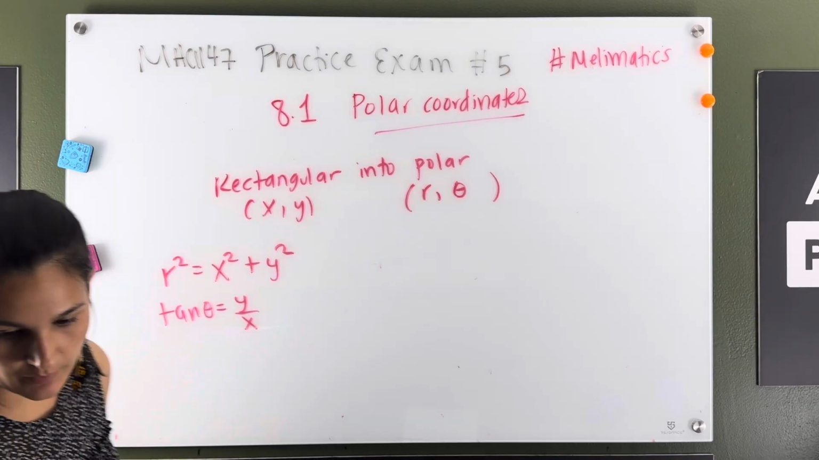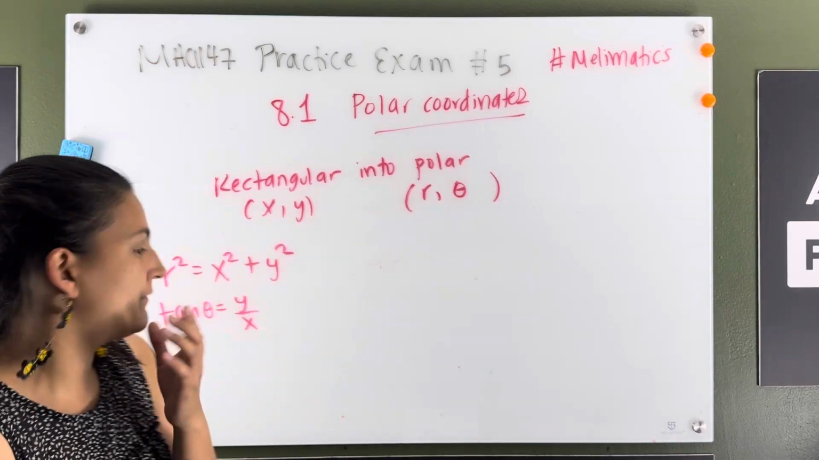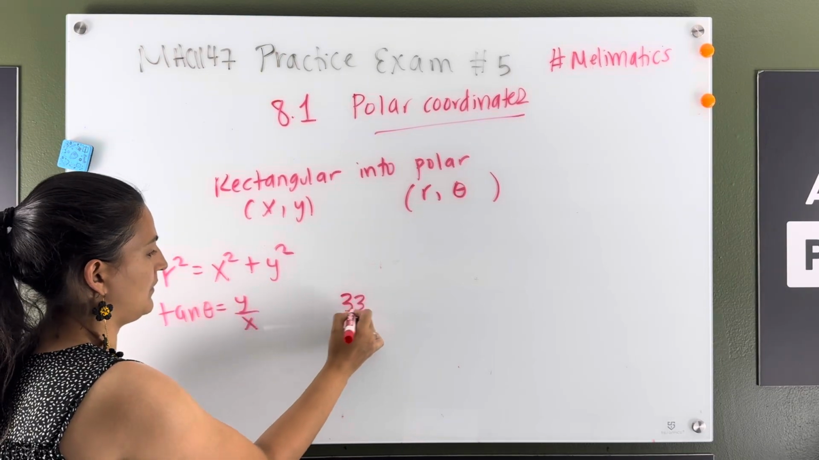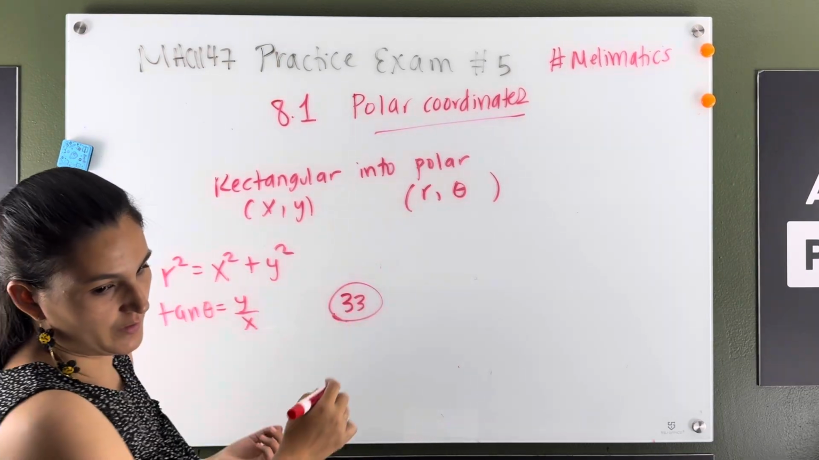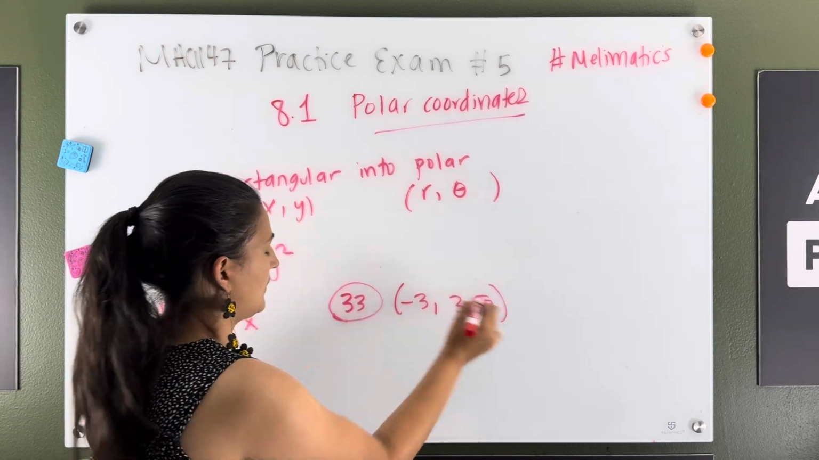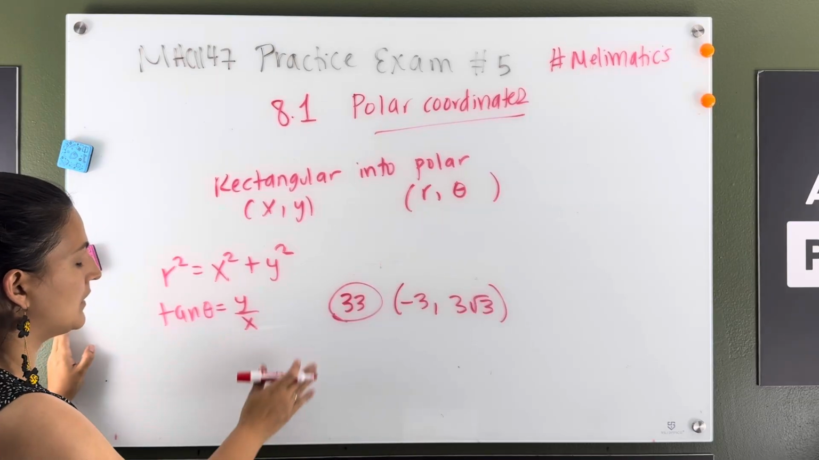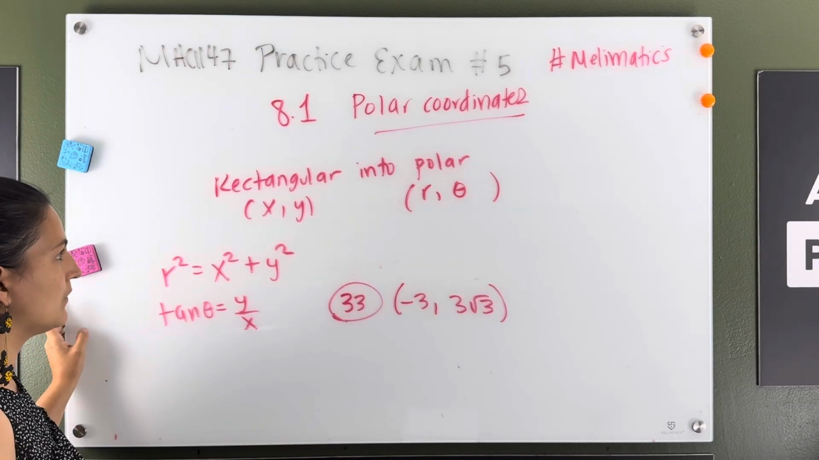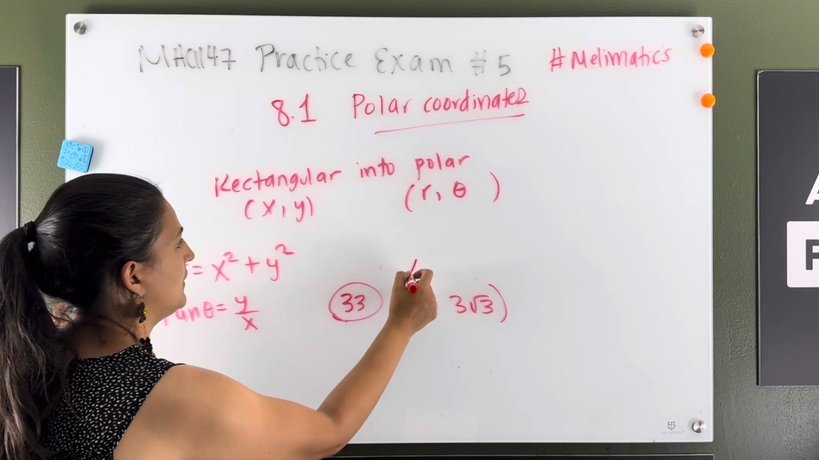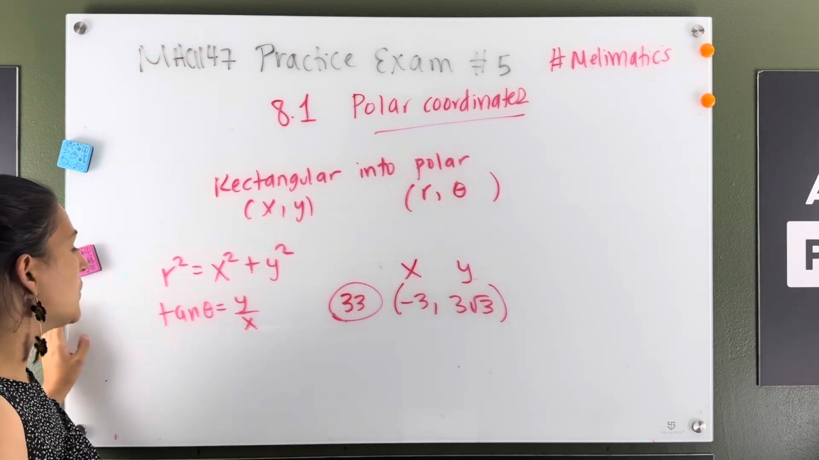So for this one, we're going to do number 33. Number 33, again, if you have questions on the other ones, you can just send an email or reach out to me, or you can look it up online as well. Okay, so here we're given negative 3 comma 3 square root of 3. We're told that this is rectangular, and we need to put it into polar. Okay. Cool, so let's plug in.